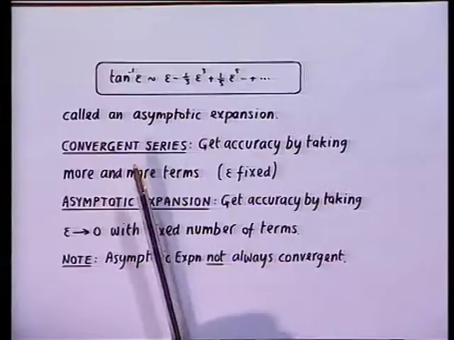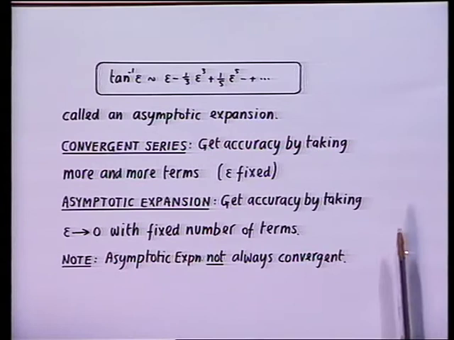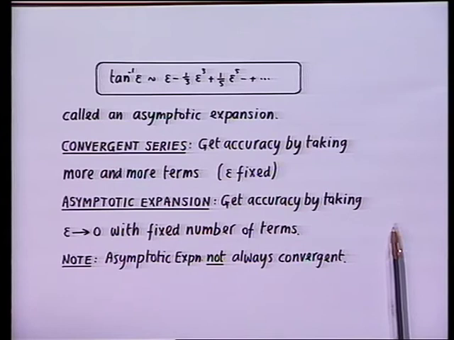If we include more and more terms, tan^-1 epsilon is given by this expression, and this series continues, epsilon to the 7th divided by 7 is the next term, and so on. And this is called an asymptotic expansion. Let me just pause here to remind you of the difference between a convergent series and an asymptotic expansion. These are two quite different concepts. This particular example of tan^-1 epsilon is a good one because it's both a convergent series and an asymptotic series. Let me explain the difference.